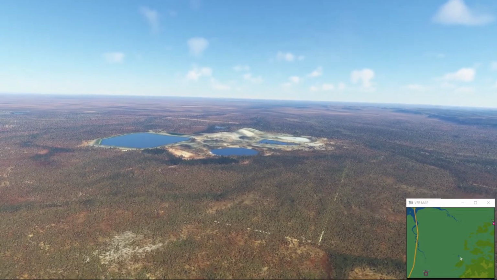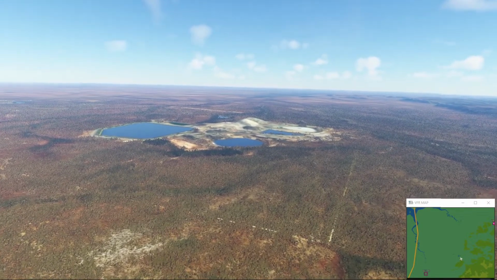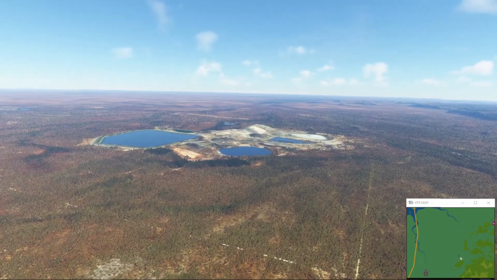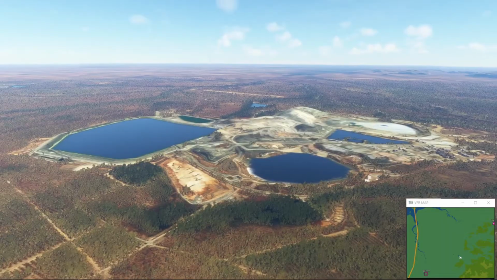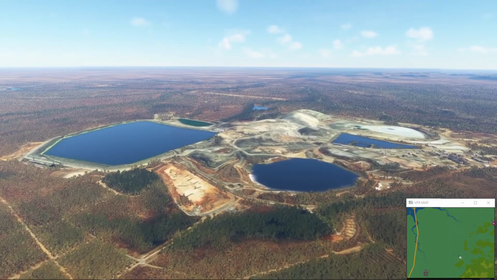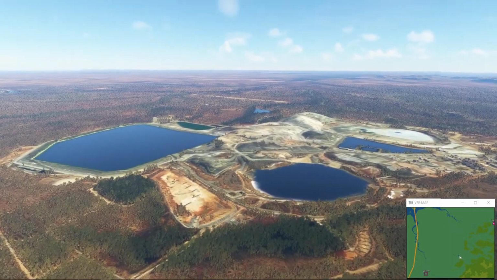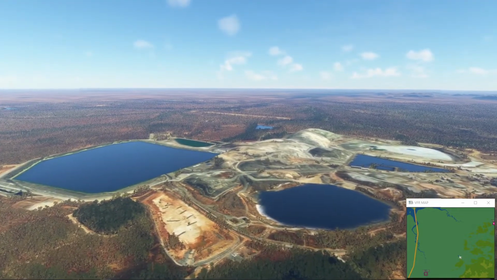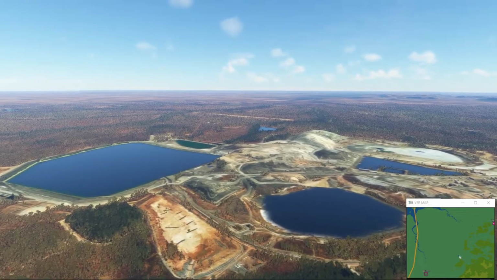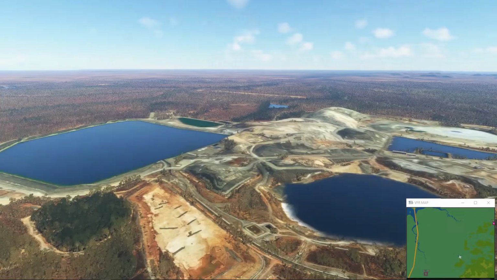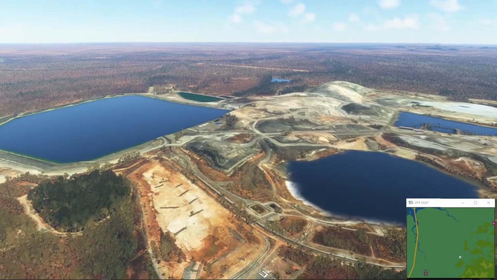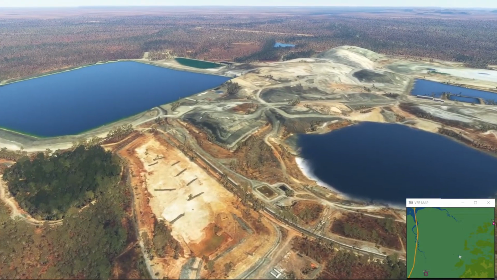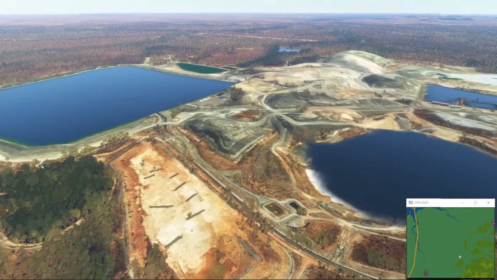So straight ahead is the Jabiru Ranger uranium mine. It closed last year in 2021. The uranium mined was sold for use in nuclear power stations around the world, including Japan, South Korea, China, the UK, France, Germany, Spain, Sweden, and the United States. They stopped mining quite a few years ago, but then they were also processing what they've had mined. That took them quite a few years.